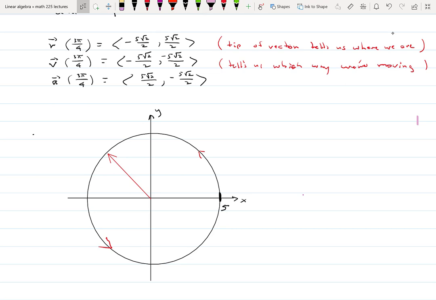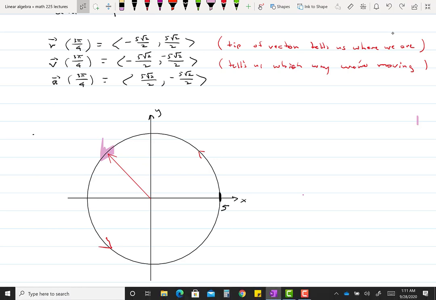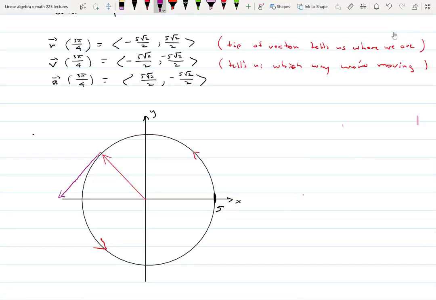Anyway, the velocity vector tells us which way we're moving. So let's draw a velocity vector. Look at the coordinates. The absolute values are exactly the same. So we get a similar situation. Again, I'm having a hard time with my Surface Pro. Okay, sorry about that, folks. So my velocity vector is going to point in the direction of motion. Both coordinates are negative, so it points in the direction that I've drawn. So our velocity vector is pushing us in the tangent direction.